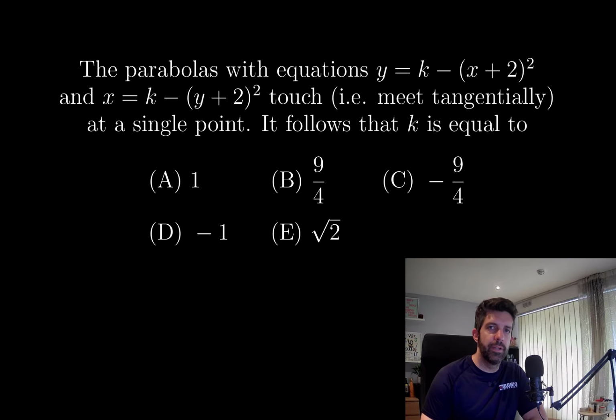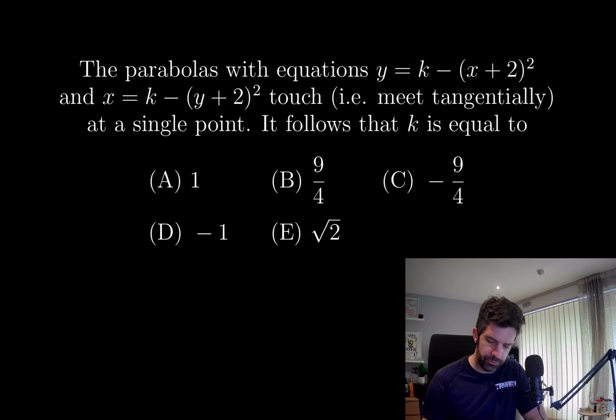Hello everyone, today's problem is submitted by a viewer and it says: the parabolas with equations y equals k minus (x plus 2) squared and x equals k minus (y plus 2) squared touch, i.e. meet tangentially at a single point. It follows that k is equal to 1, 9 over 4, negative 9 over 4, negative 1, or root 2.